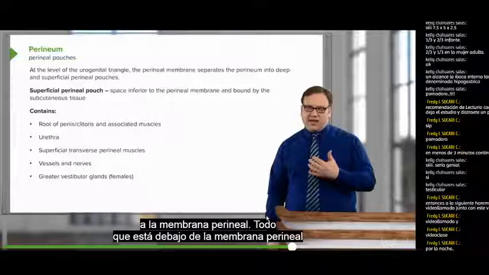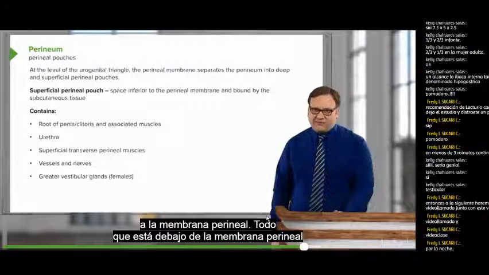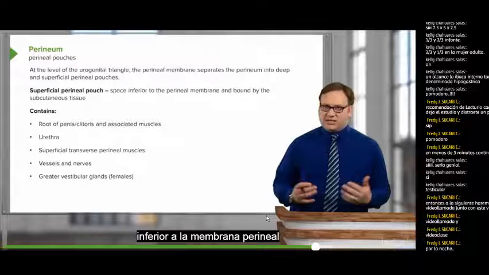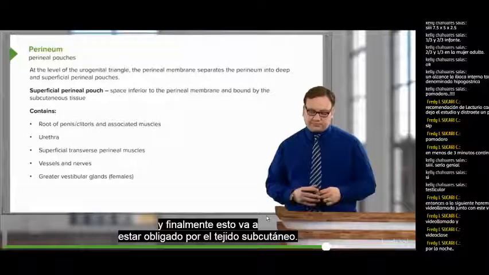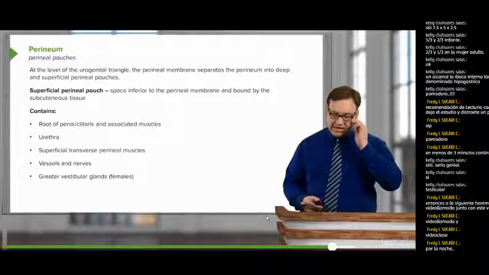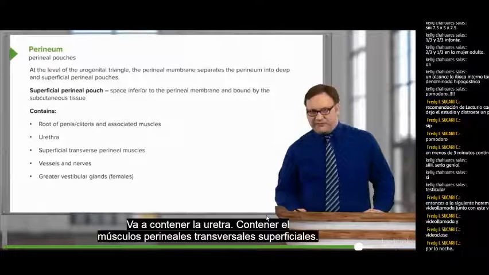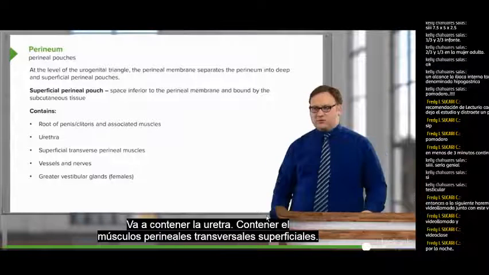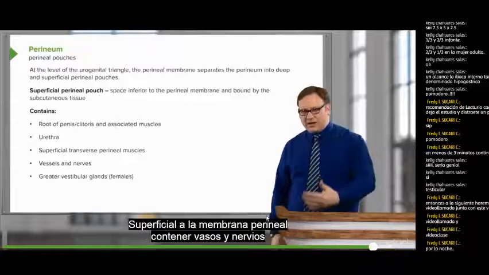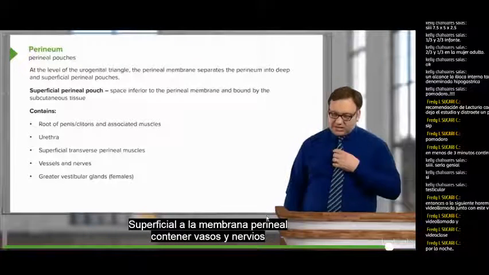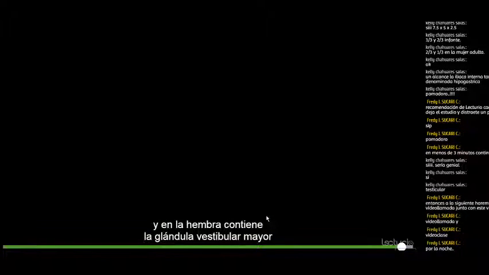Everything that is below the perineal membrane, inferior to the perineal membrane. And ultimately, this is going to be bound by subcutaneous tissue. It's going to contain, in the male or female, the root of the penis and the clitoris. It's going to contain urethra, contain the superficial transverse perineal muscles, superficial to the perineal membrane, contain vessels and nerves, and in the female it will contain the greater vestibular gland. Ya, perfecto.